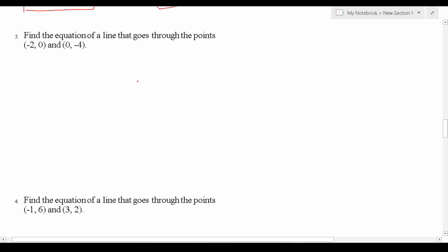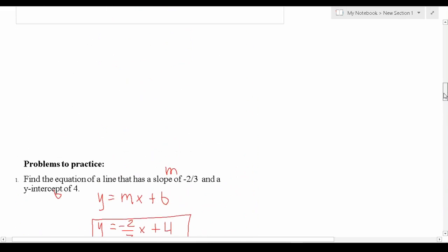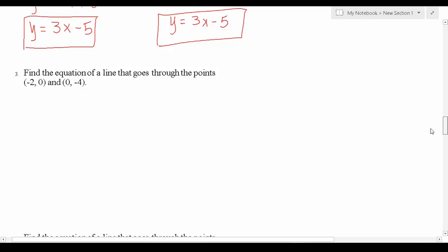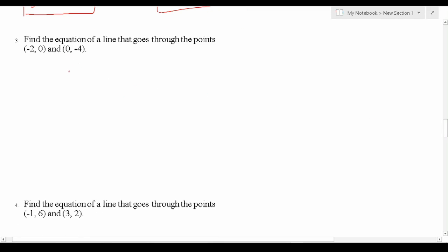Question 3 says, find the equation of a line that goes through the points -2, 0 and 0, -4. So if you recall, we're now working out a problem where we're going to need the steps from number 3 to solve it, or to write the equation of a line. And the first thing it says is to find the slope using the slope formula. Slope, of course, is m equals y2 minus y1 over x2 minus x1.